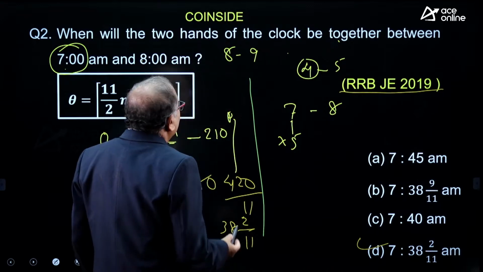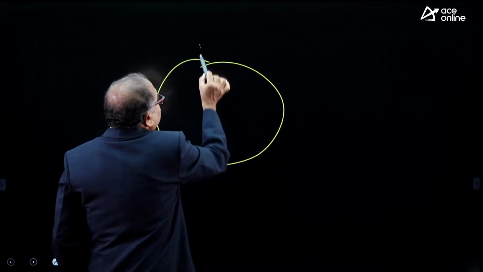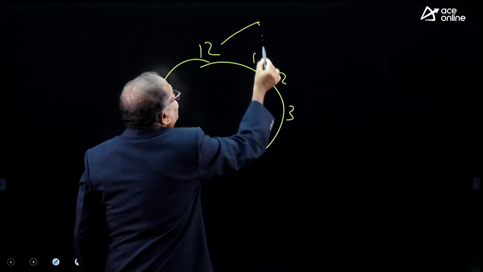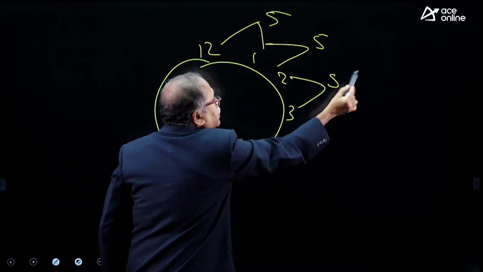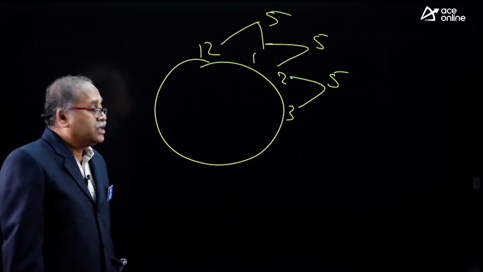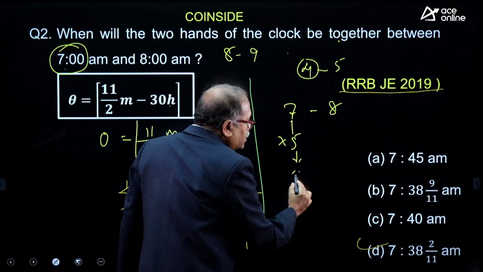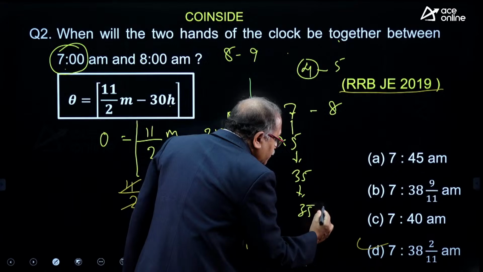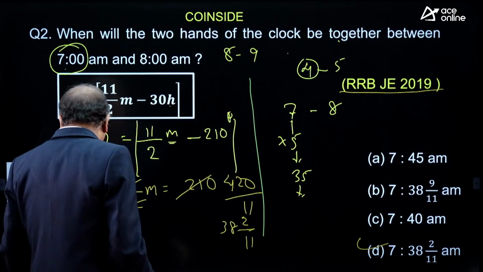If I go with any clock image, so this is 12, this is 1, this is 2, this is 3. How many minutes from here to here? 5 minutes. How many minutes from here to here? 5 minutes. How many minutes from here to here? 5 minutes. Therefore, I will multiply this first number by 5 and I am getting 35. So my answer will be 35 by 11. That's your answer.